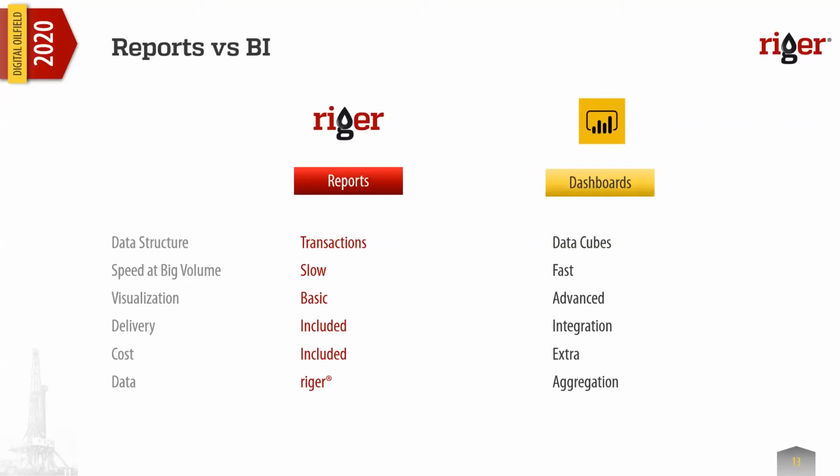So talking about visualization tools, definitely RigER has a basic visualization tool as compared to Microsoft Power BI. Delivery reports are already included. Dashboards require some integrations. Cost, definitely the same thing. We talk about the cost of reports included in the RigER price. If we would like to add extra dashboard integration, it will be an extra cost because it will require some customization of the data and representation of the data.